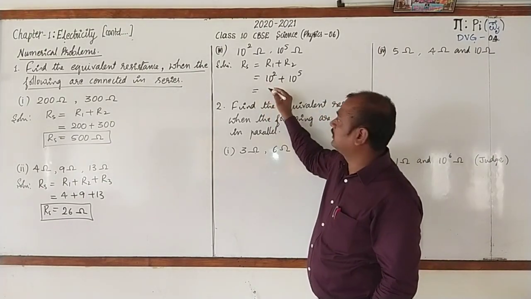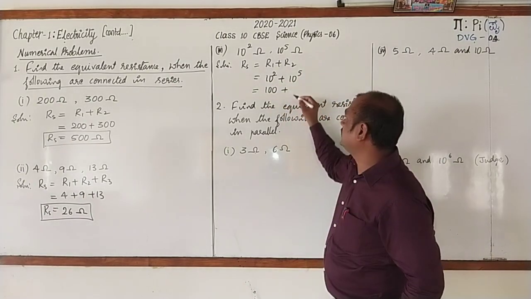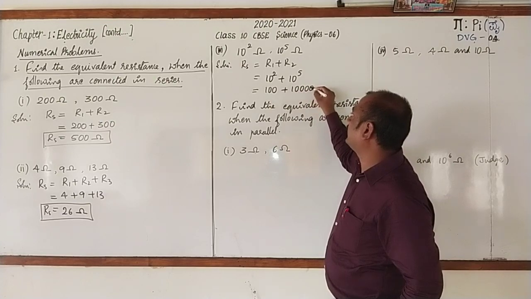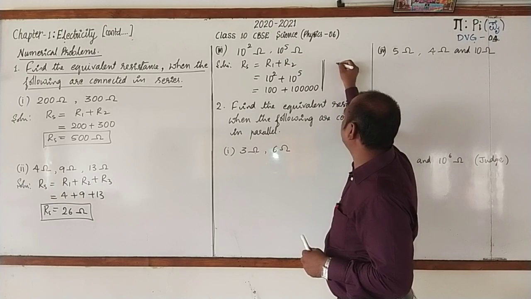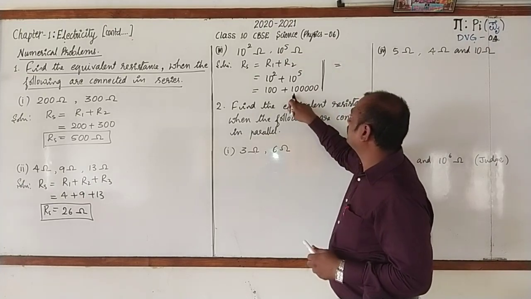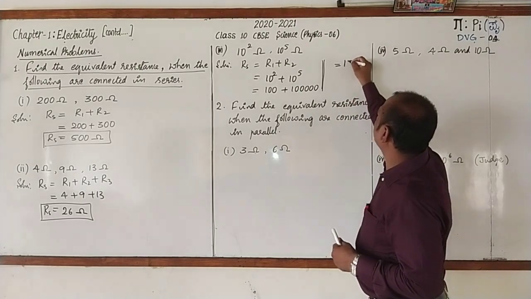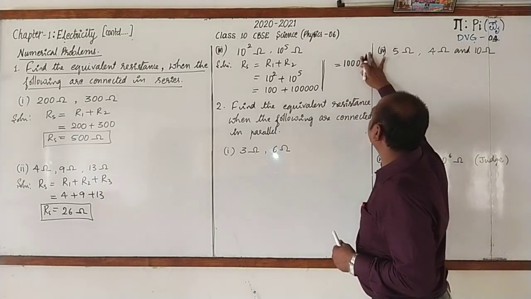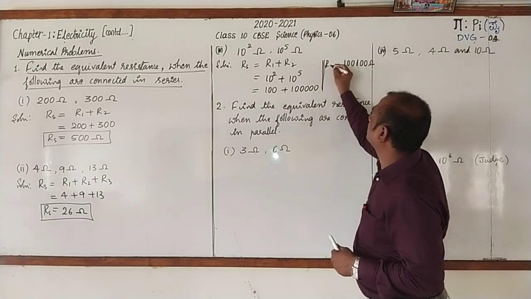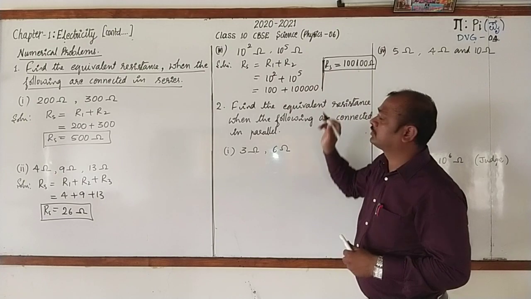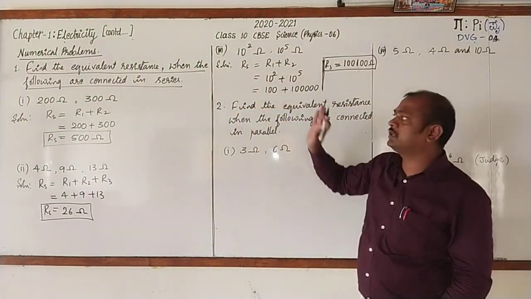What is 10 squared? It is 100. 10 raised to the power 5 is 1 followed by 5 zeros, that is 1 lakh. Now add this: 1 lakh plus 100 is 1 lakh 100 ohm. This is the value. Clear? So these are the simple problems with respect to series connection.